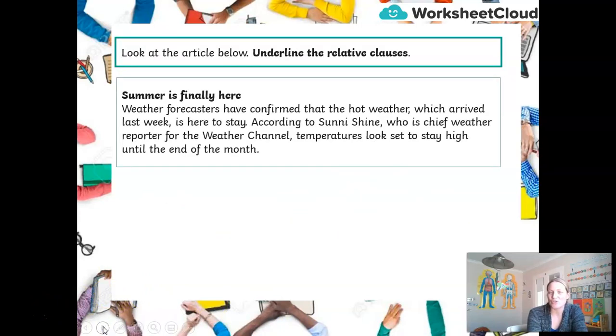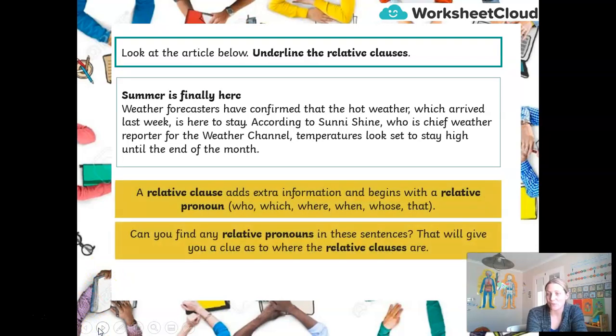Look at the article below. Underline the relative clauses. Oh, look, more than one. They've already given me a clue in the question because they have said clauses. Summer is finally here. Weather forecasters have confirmed that the hot weather which arrived last week is here to stay. According to Sunny Shine, who is the chief weather reporter for the Weather Channel, temperatures looked set to stay high until the end of the month.